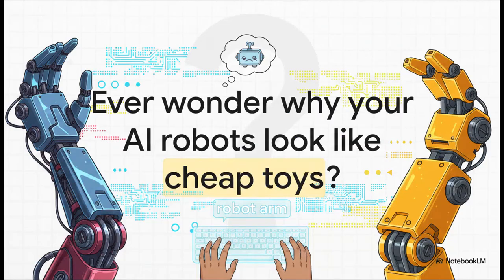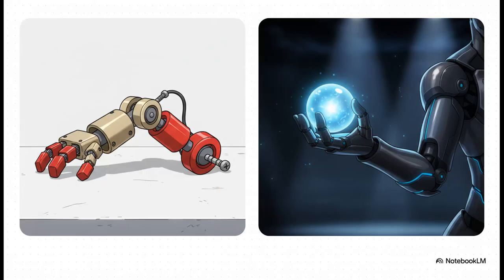So be honest, have you ever typed "robot arm" into an AI generator, all excited, and what you get back is, well, it looks like a cheap toy, right? It's so frustrating. But don't worry, you're not alone, and there's a really good reason this keeps happening. I mean, just look at this. It says it all, doesn't it?